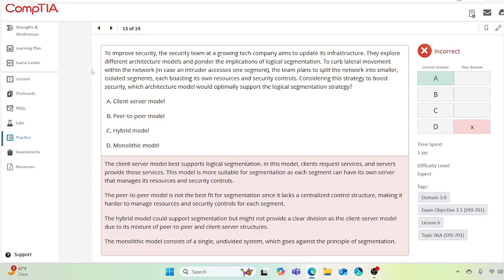To improve security, the security team at a growing tech company aims to update its infrastructure. They explore different architecture models and ponder the implications of logical segmentation. To curb lateral movement within the network, in case an intruder accesses one segment, the team plans to split the network into smaller, isolated segments, each boasting its own resources and security controls. Considering this strategy to boost security, which architecture model would optimally support the logical segmentation strategy?